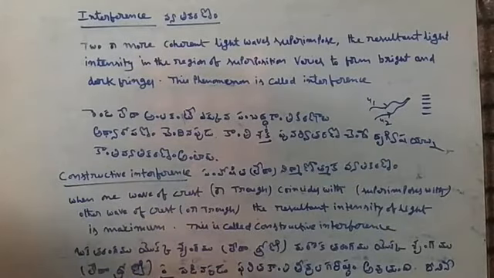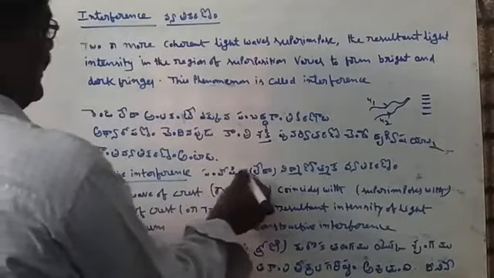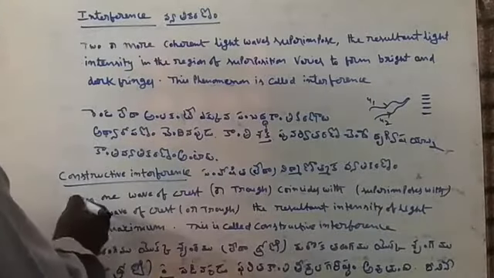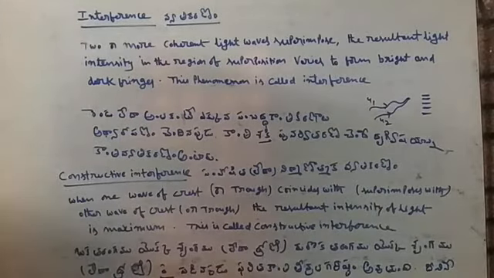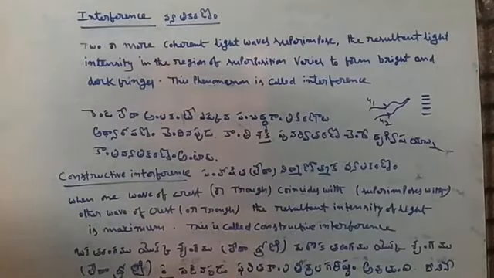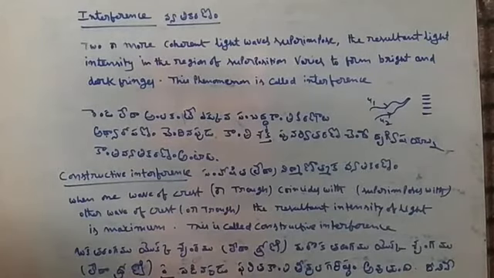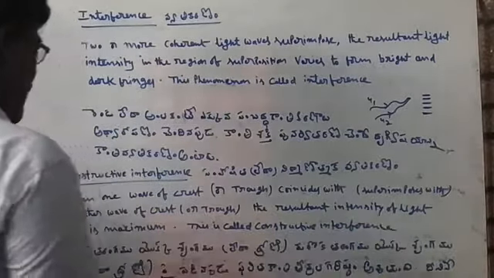Constructive interference, సంపోషిత లేదా నిర్మాణాత్మక వ్యతికరణం. When the crest of one wave coincides with the crest of another wave, or the trough of one wave coincides with the trough of another wave, the resultant intensity of light is maximum. This is called constructive interference.